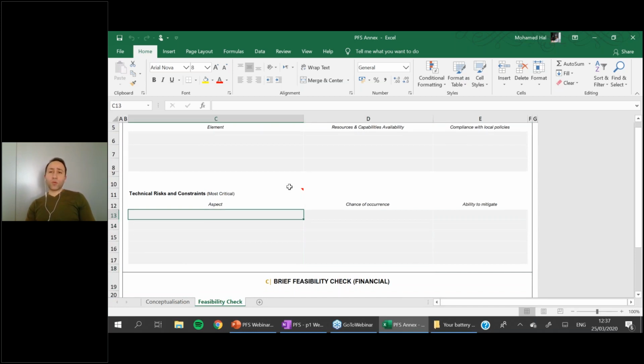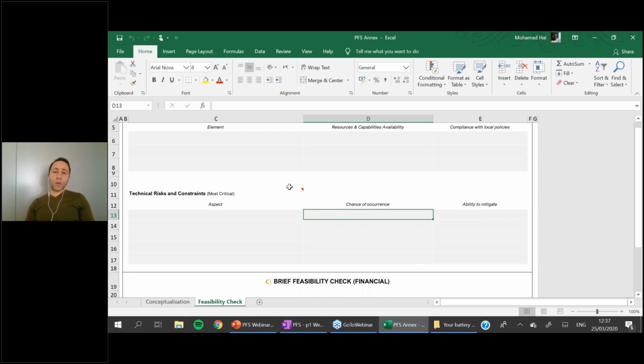Now, the technical risks and constraints, this is a very important point. You have to write what could go wrong. Write all the things that could go wrong. And again, benchmarking here and looking at similar practices could be useful for you. What is the chance that could happen? 1% happens every now and then, and the ability to mitigate.